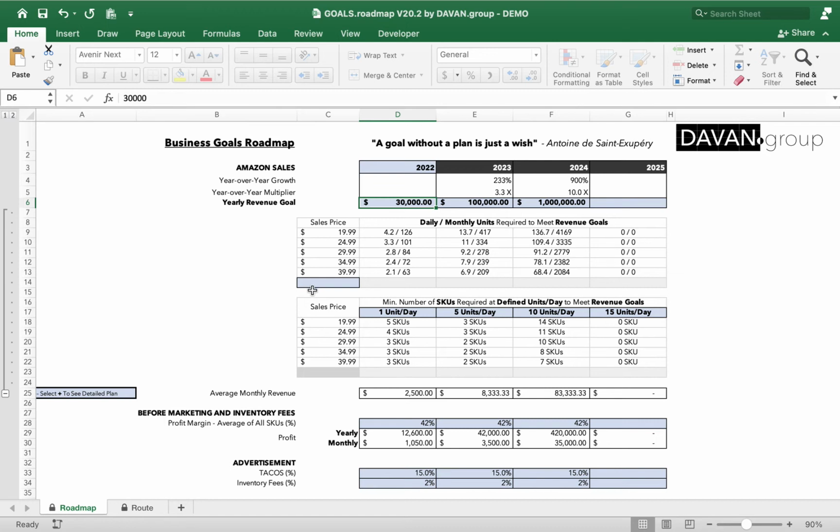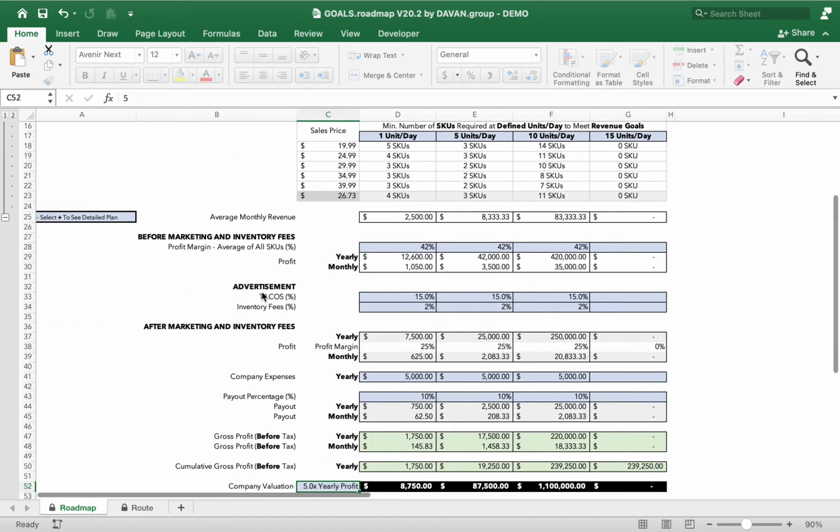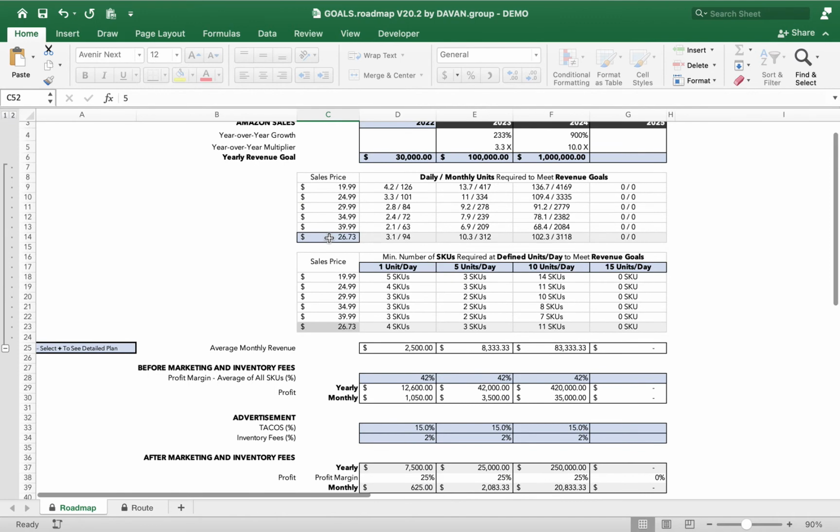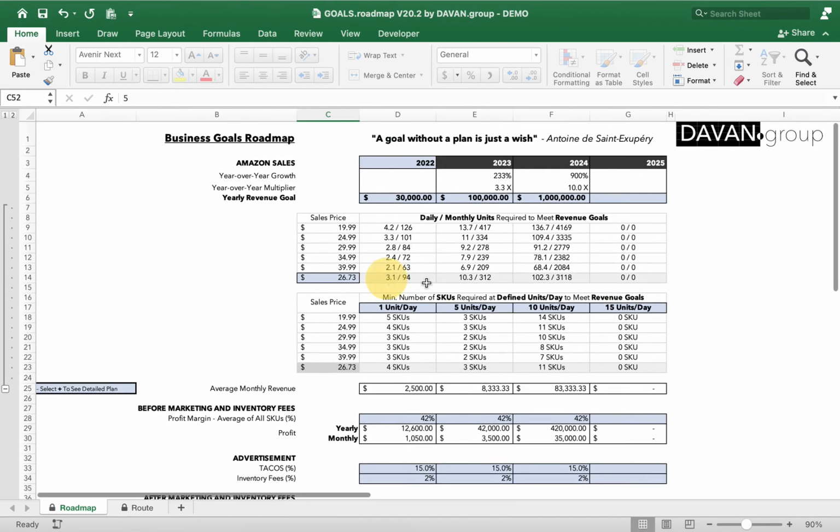Okay. Now this blue square allows you to put in a custom price. So if you're saying, nah, you know what, I want to sell for $26.73. Sorry about that. So $26.73, then you can see how many units you would have to sell. Remember, daily or monthly, based on this price that you put in, it would be right here.